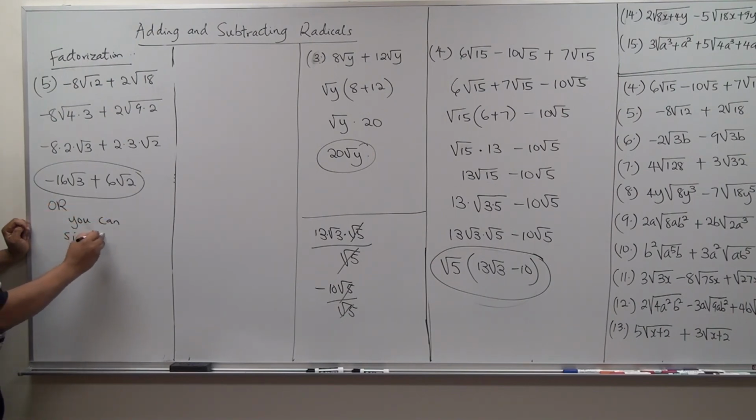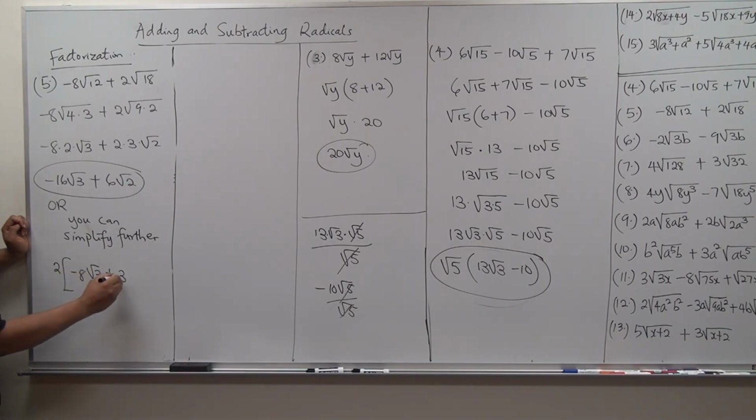And how do you simplify further? You can factor out negative 16 and 6. Something is common. And what is common? 2 is common. So this is saying 2 into negative 16 square root of 3 plus negative 8. This will now be negative 8 square root of 3 plus 3 square root of 2. And you can have it this way.